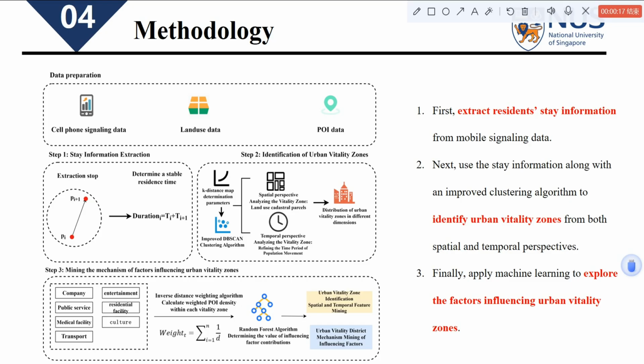First, we processed mobile signaling data to extract where and when people stay, and these are called stay points. Second, we applied spatial temporal clustering to analyze these stay points over time and space. And finally, we explored the driving factors behind urban vitality using machine learning models, especially random forest.